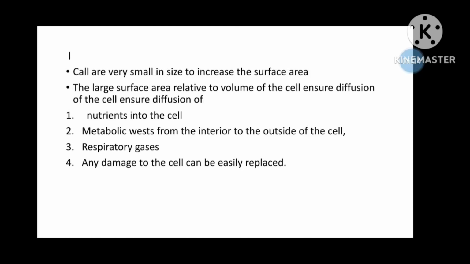You know that all cells need respiratory gases, oxygen, for cell respiration. So this increased surface area facilitates more diffusion of respiratory gases, and also the smallness of the cell easily replaces the damaged cell. Right? The smallness of the cell easily replaces the damaged cell. So these are the importance of the smallness of your cell, right?